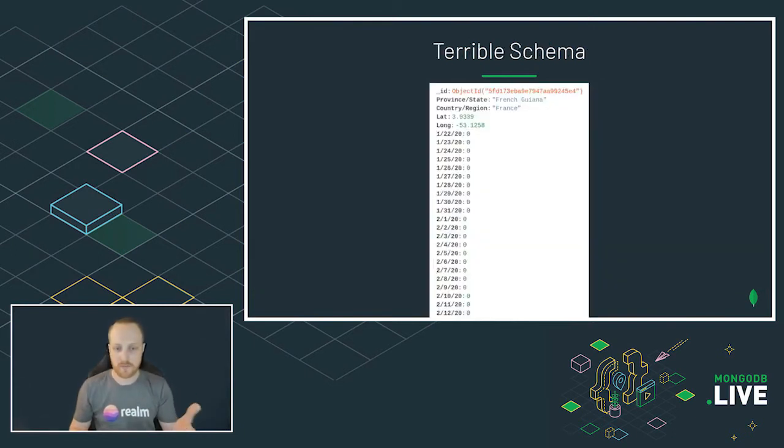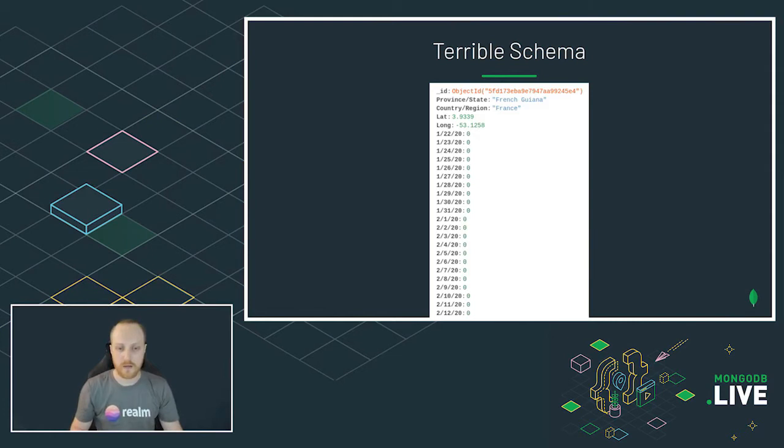So the problem with this is it just doesn't work out of the box. If I just take that file and import it using mongoimport, that's what I would end up with: just province state, and then all the keys would be the dates because they're in the header, and the value would be the confirmed cases on that date. As you can see, that's not very good, and that's really not what I wanted.